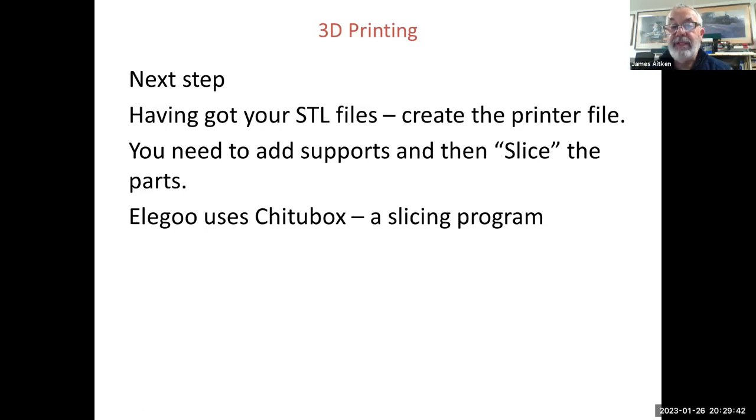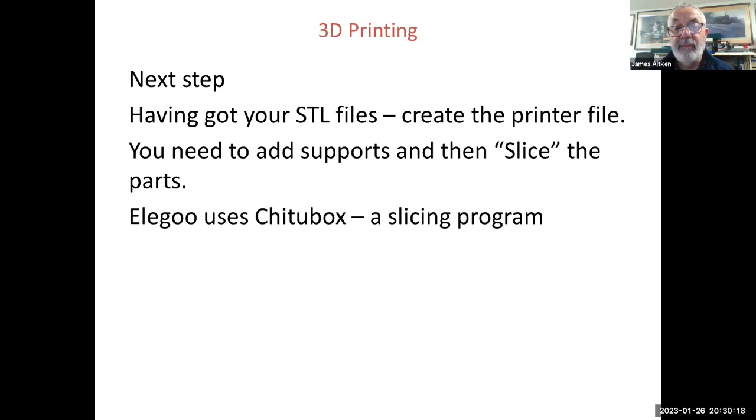So the next step in your process is, from your STL file, you need to create the file that the printer uses, and it doesn't use STLs. Firstly, you need to put it into a program to add supports and then slice the model into slices. And it's those slices that get shone through the mask into the resin, causing the resin to harden in each individual layer.